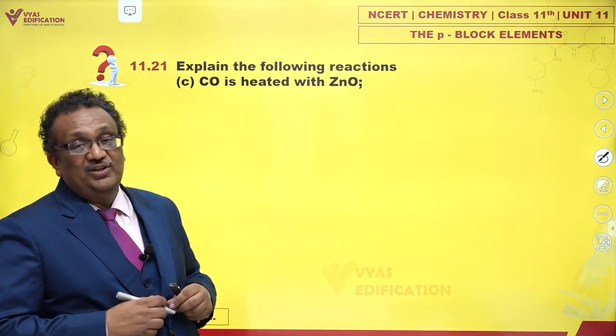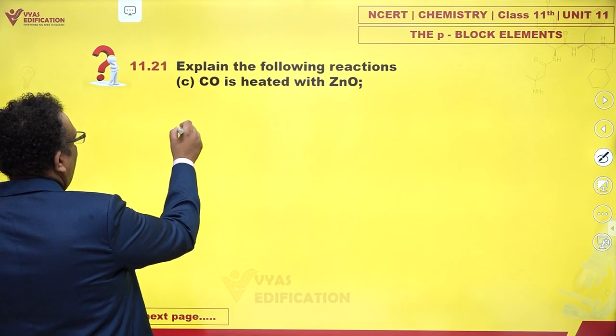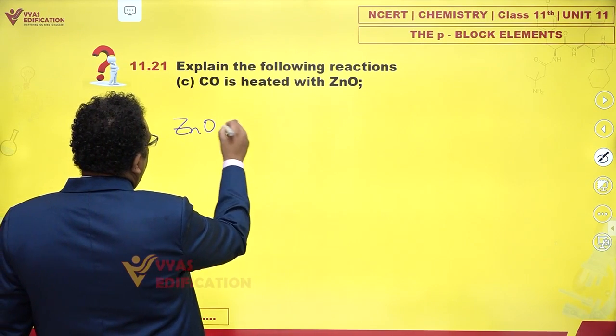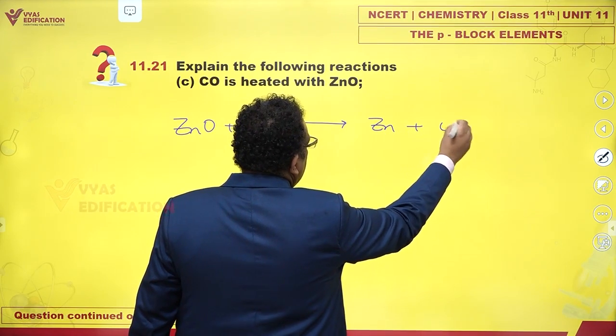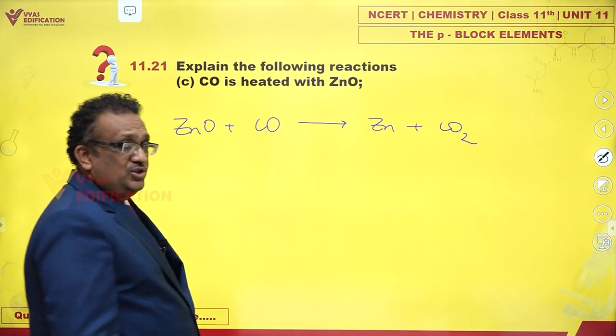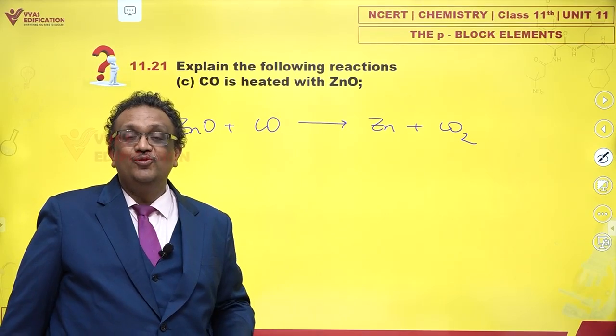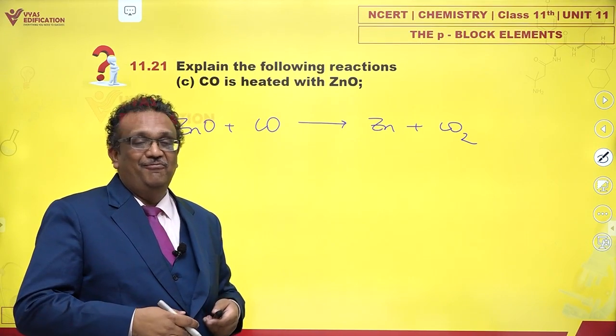CO is heated with zinc oxide. Well, if zinc oxide is heated with CO, carbon monoxide is a popular reducing agent. It gets oxidized to CO2 and zinc oxide is reduced to metallic zinc. Wonderful reduction.